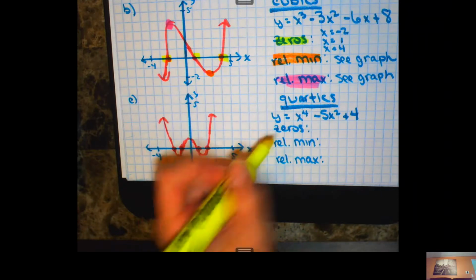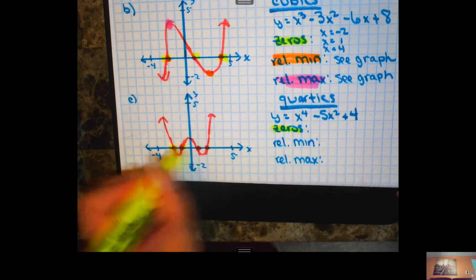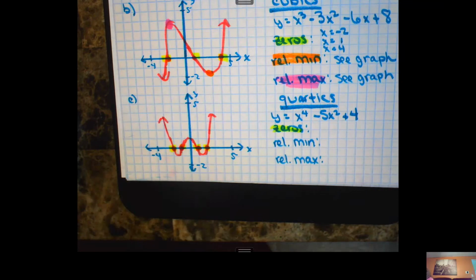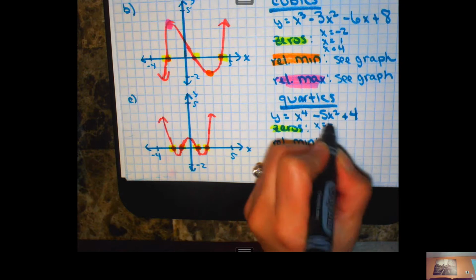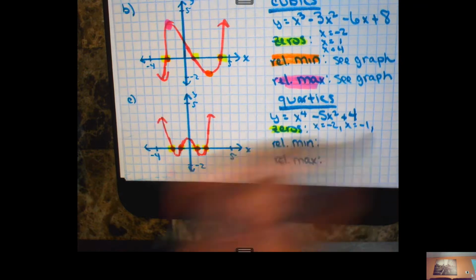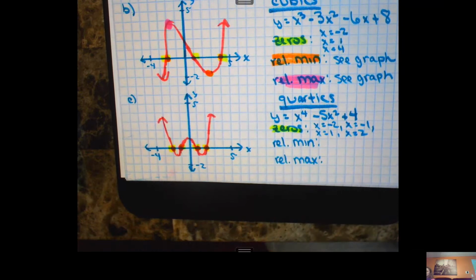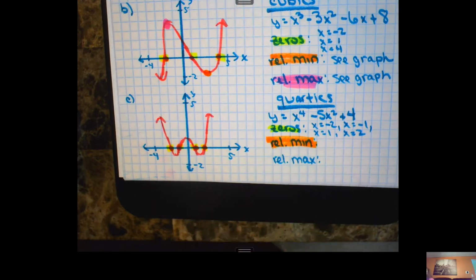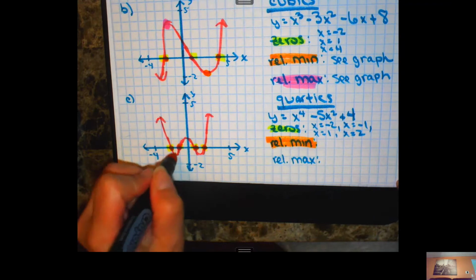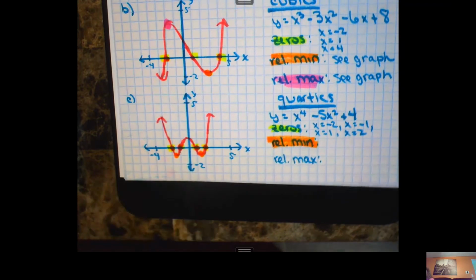So our zeros are where it touches the x-axis, so we've got 4 of them this time. So I'm going to write those 4. So we got x equals -2, x equals -1, x equals 1, and x equals 2. So those are our zeros where it touches the x-axis. Our relative minimum, those are your valleys, your turning points that are very low, and that would be right here and here. So I'm going to write 0. I'm going to write C graph just so we can look at that as we estimated.